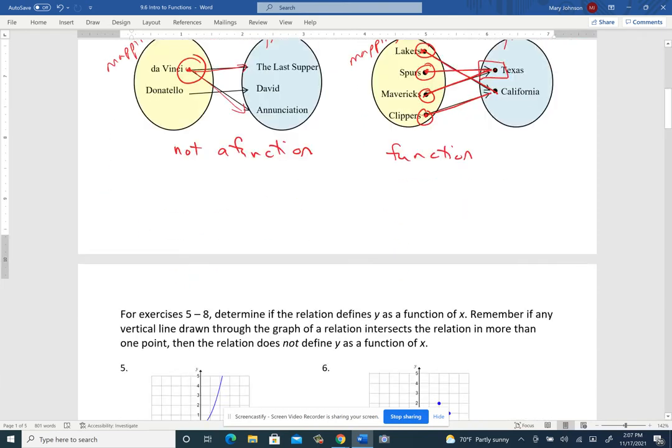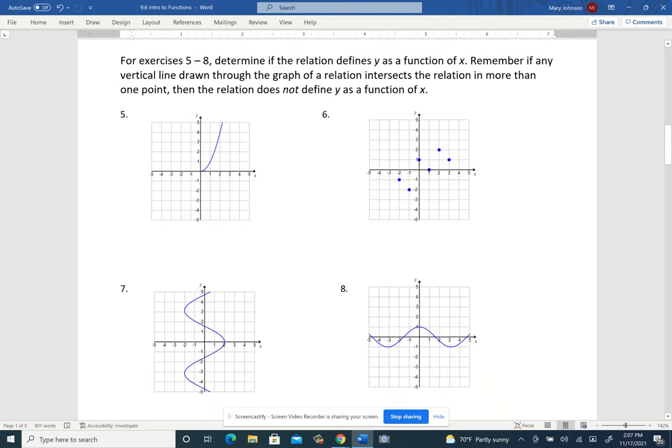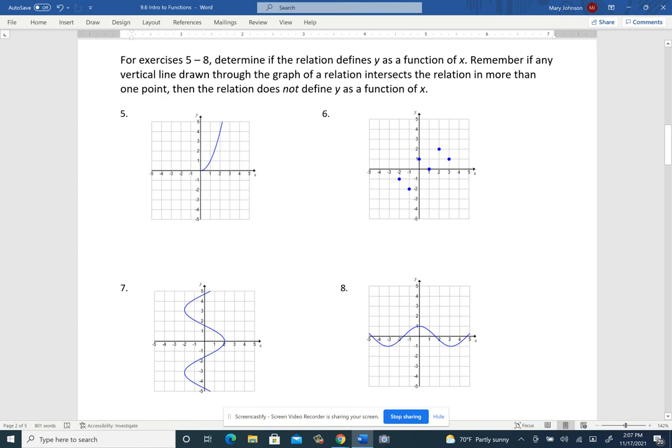Now let's look at determining if y is a function of x by looking at a graph. This is pretty quick. This would pass the vertical line test. So yes, function. Here, when I look at it, note a vertical line would cross the graph in only one spot, so it's a function.